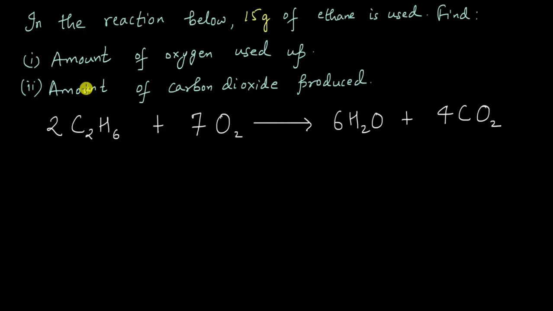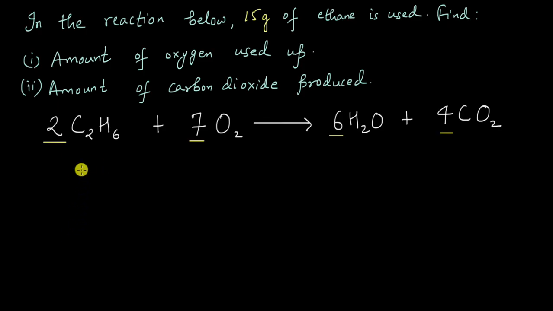In this video, let us solve this problem to better understand how we can use the mole concept and stoichiometric coefficients. They are these numbers that are before these molecules. How we can use the mole concept and these numbers to be able to find the amount of a reactant that has been used up or the amount of a product that has been produced in a reaction. Let us see. In the reaction below, 15 grams of ethane is used.